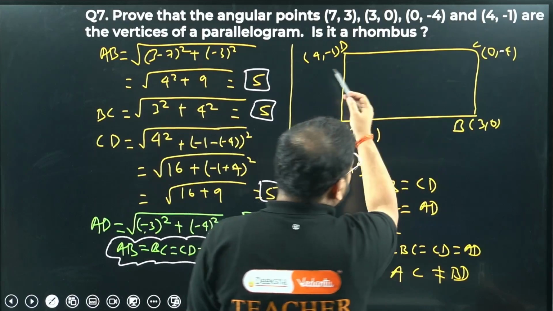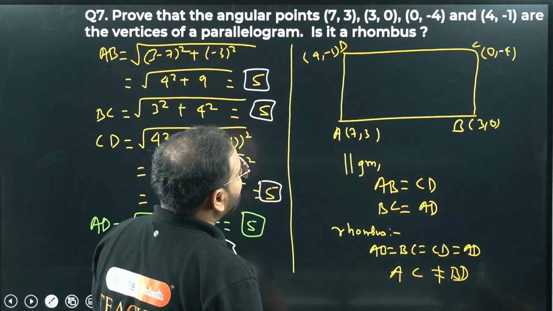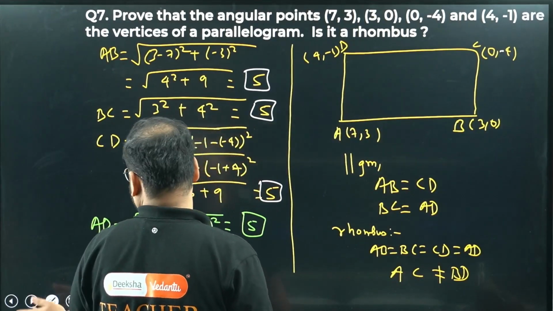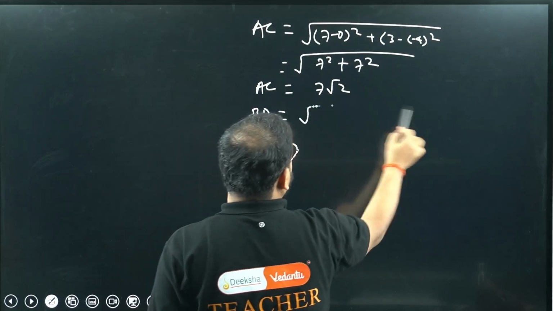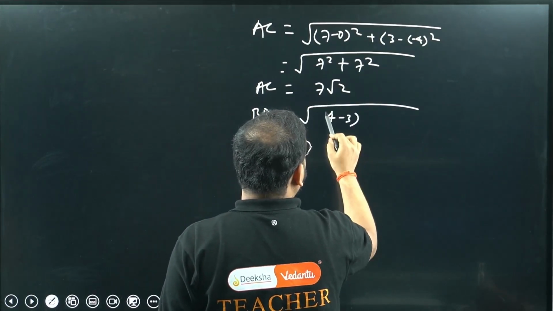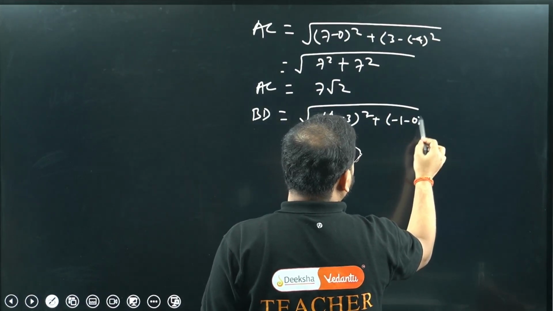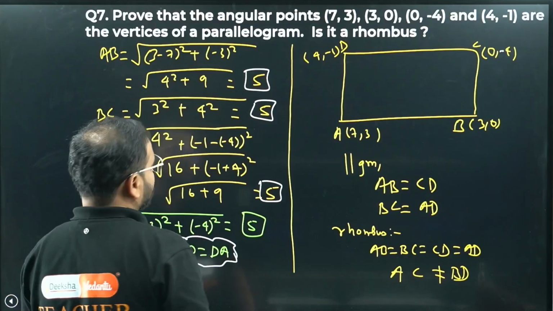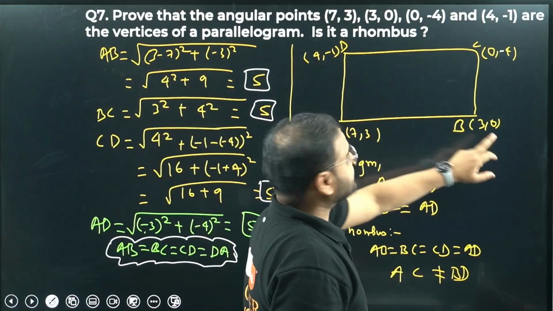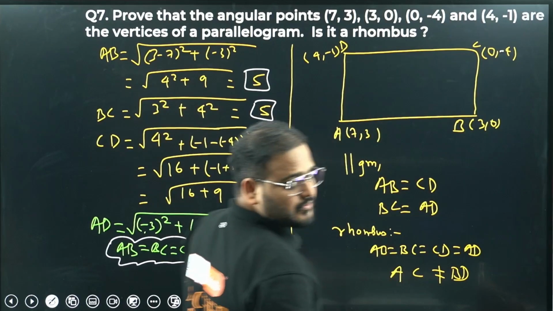What about the diagonal BD? Please check. 4 minus 3 and minus 1, 0. Right? 4 minus 3 plus minus 1 minus 0, the square. Have a look. 4 minus 3 for x and minus 1 minus 0 for y.